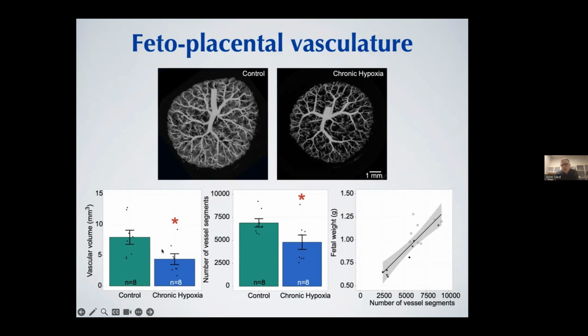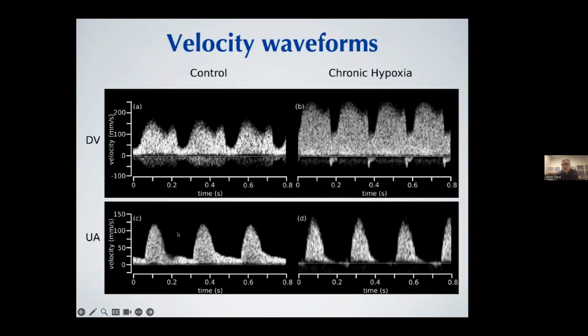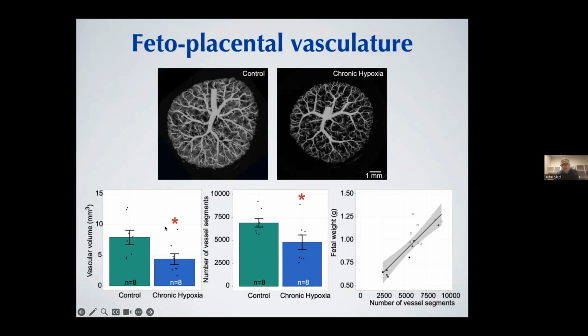And so we observed that essentially the opposite happened in the fetus. In the fetal circulation, you saw vascular volume was decreased on the fetal placental side. This was also reflected in a decreased number of segments. So on the maternal side, you have a circulation that's becoming more efficient, delivering more blood. On the fetal side, you have the opposite, a placental circulation that's shrinking.